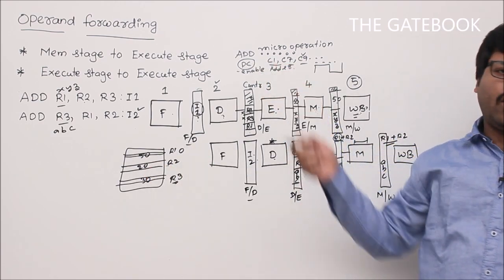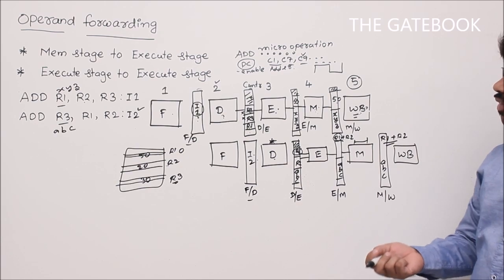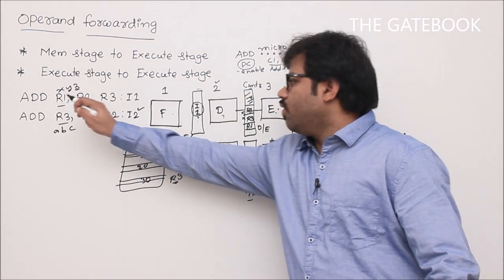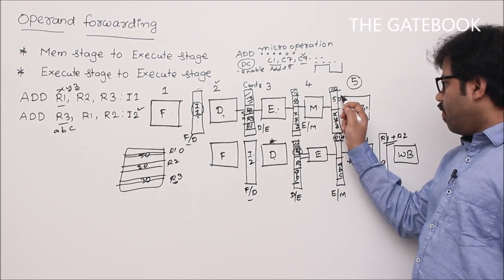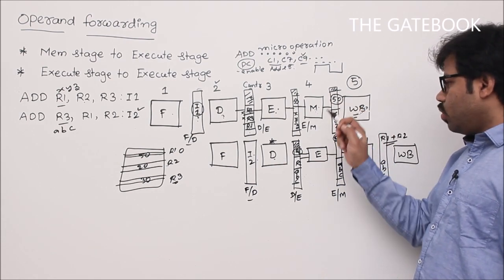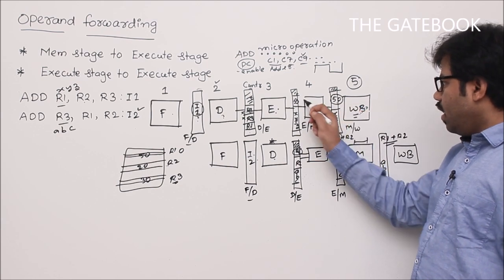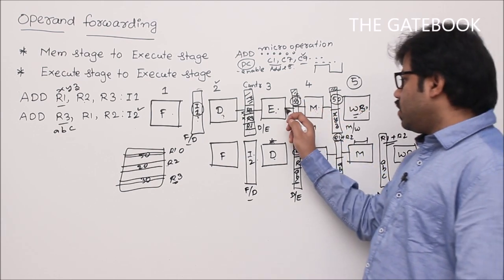That's why we do operand forwarding. How to avoid that? You tell me, where is the fresh data of R1? Fresh data of R1 is available at the write back stage. That means here R1's data is supposed to be 50, right? 50 is available here, after the execution stage.